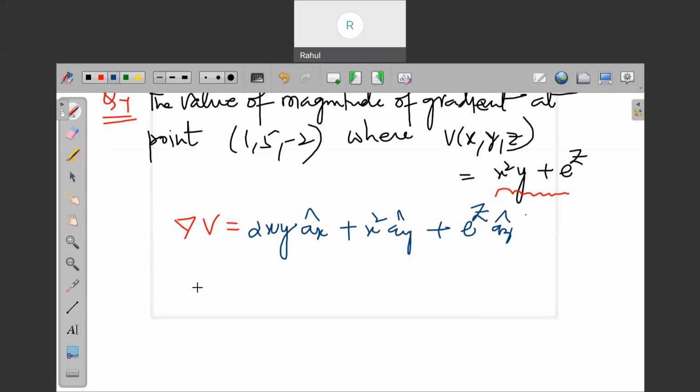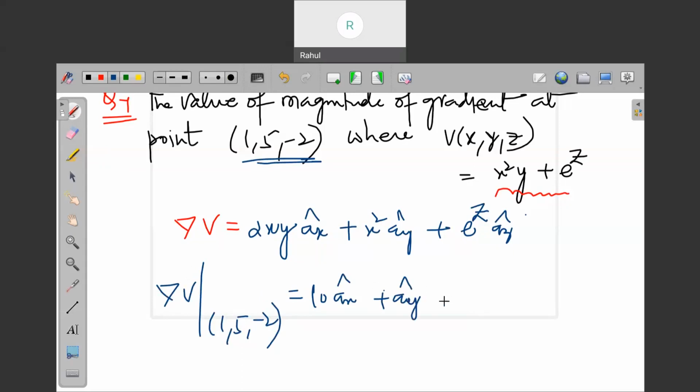Now what you have to do here is compute this gradient at (5, 1, -2). So this is going to be 5 into 2, that is 10 a_x cap, plus 1 a_y cap, and then plus e raised to power minus 2 a_z cap.